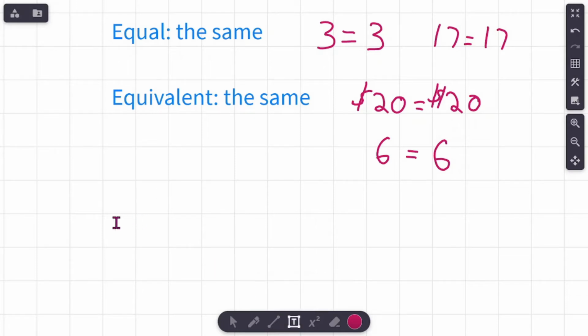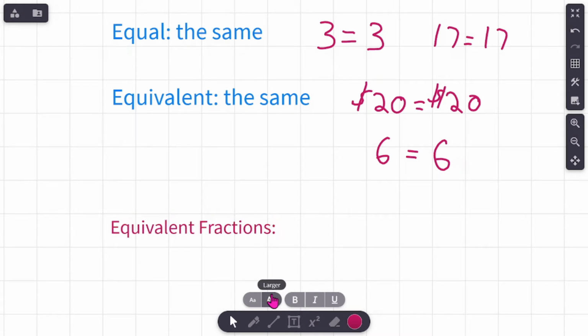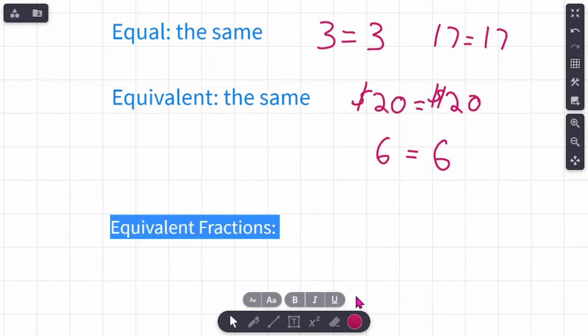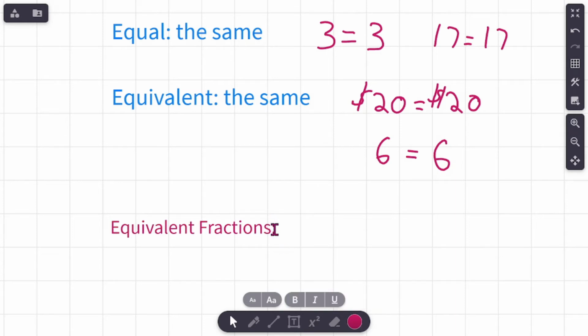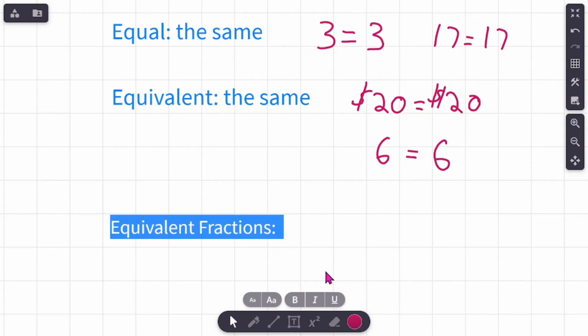Here is where the new stuff is going to come into play. All right. The new thing that we're going to be talking about today is the word equivalent fractions. And I bet you can already figure out what that word even means. Equivalent fractions, let me change the color of all this. Equivalent fractions means, well, I thought I was changing the color of it.